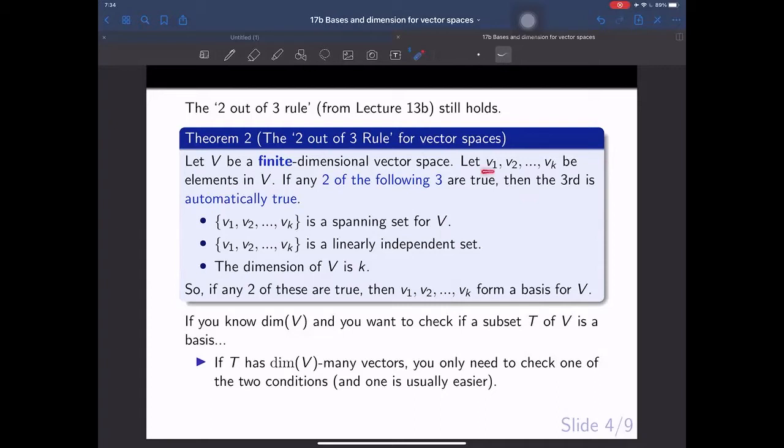If I have some elements in V and assume V is a finite dimensional vector space, if I know that 2 of the following 3 conditions are true, then I know the third is automatically true. So for example, if I just know that 2 of these are true, then I know that my elements form a basis for V. This is most useful if you already know the dimension of the vector space and you want to check if a subset T of V is a basis. We can first compute the number of elements in T. If the number of elements in T is the same as the dimension of V, then we only need to check one of these 2 conditions, either spanning or linearly independent, and one is usually easier.